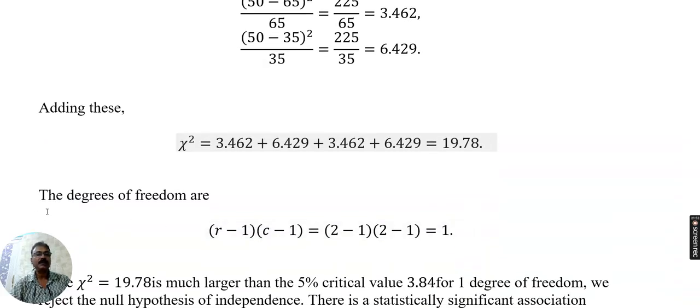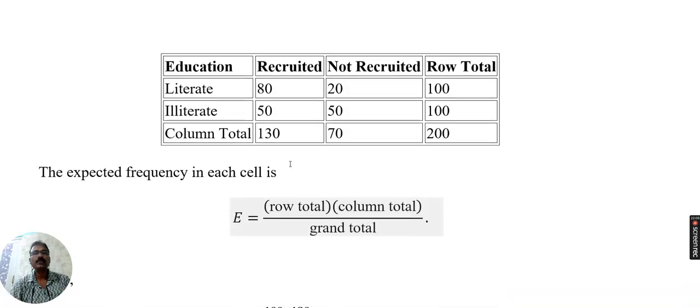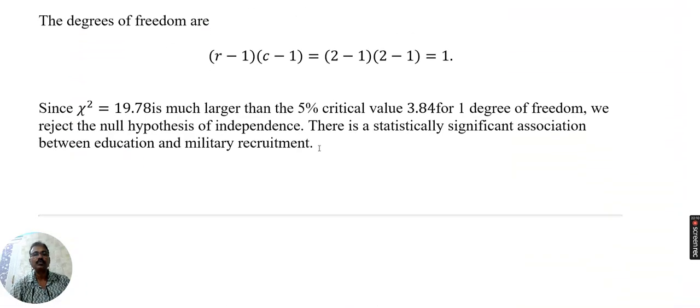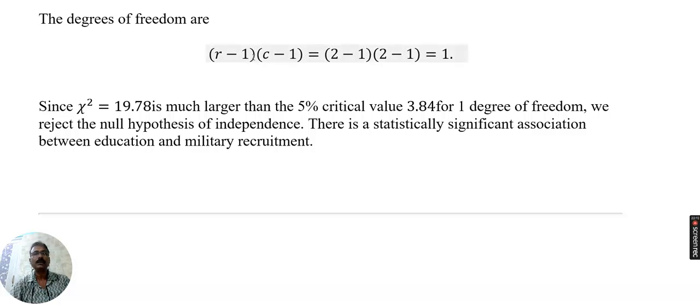One more term is associated with this: degrees of freedom. For chi-square distribution, another related term that always comes is degrees of freedom. Degrees of freedom is row minus 1, into column minus 1. How many rows are there? 2 rows. How many columns? 2 columns. So 2 minus 1 into 2 minus 1. That is 1 into 1, which is 1. So degrees of freedom is 1.